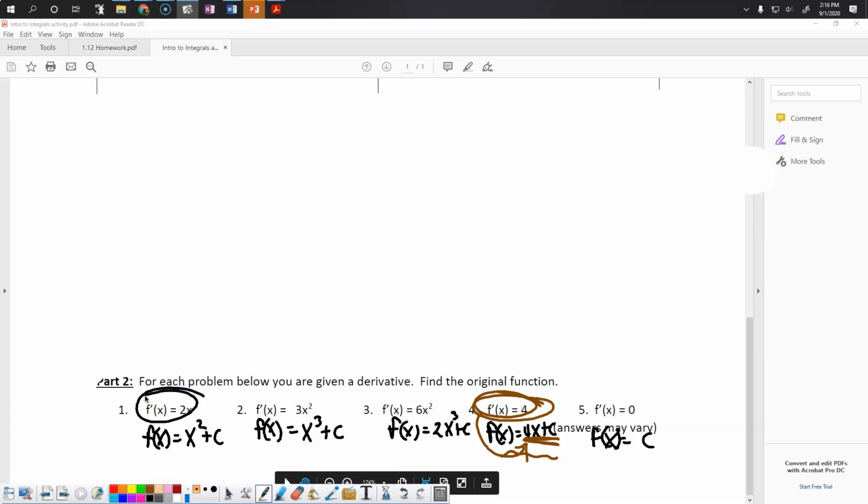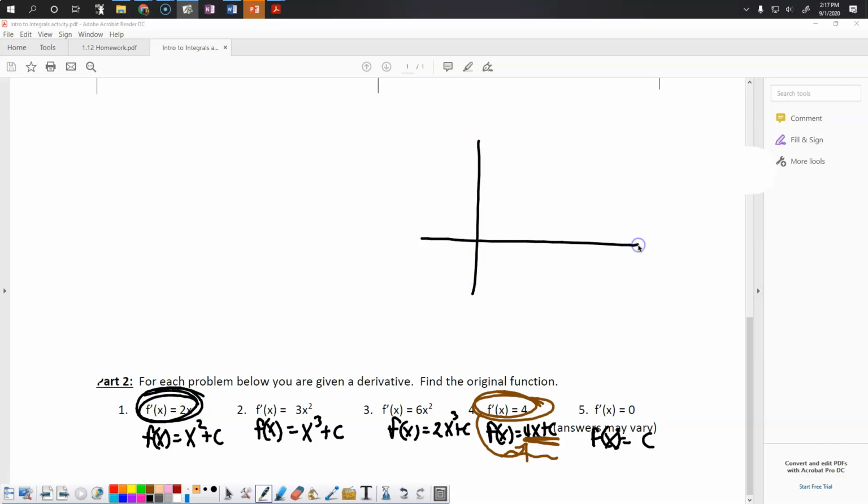So let's say I wanted to find the area between the graph of 2x and the x-axis. So let's graph this. So let's say I had the graph y equals 2x. If you graph that, 0 is the origin, the slope is 2. So I'll just do a couple of points here. And there's that graph right there.